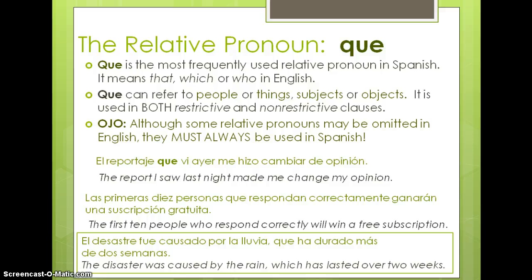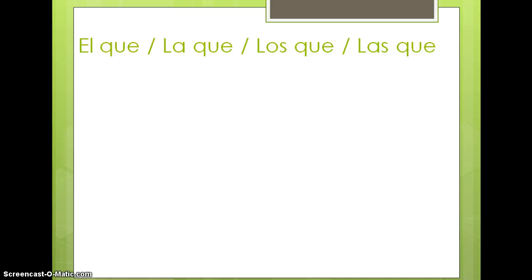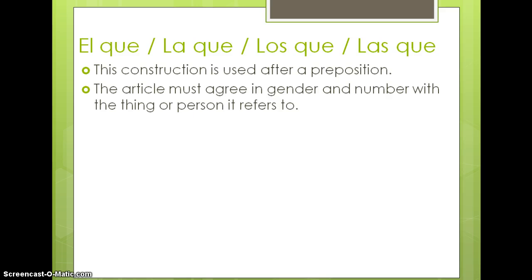This is que without the definite article, but now we will look at que with a definite article. And you can see we can be el que, la que, los que, or las que. So after prepositions, we have to use que with a definite article. The article must agree in gender and number with the thing or the person it refers to.